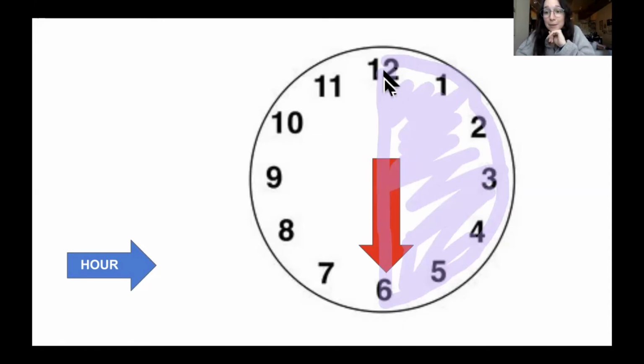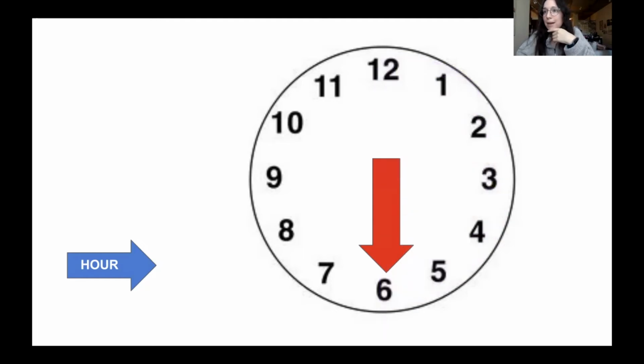My minute hand, remember, it's gonna start at 12, and every time it moves, it means 1 minute has passed. If my minute hand has made it halfway around my clock, that means that 30 minutes have passed. When my minute hand is pointing to the 6, I say 30 because it means that 30 minutes have passed. Now I want you to pay attention to what happens when I move my hour hand.